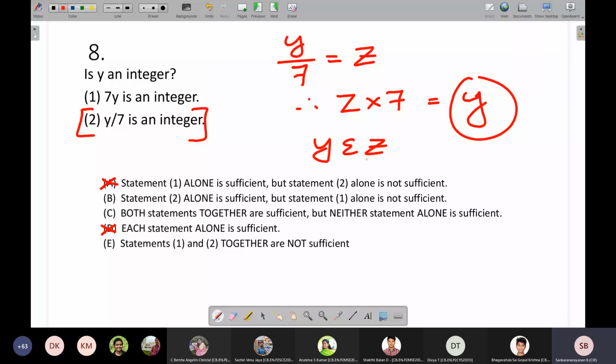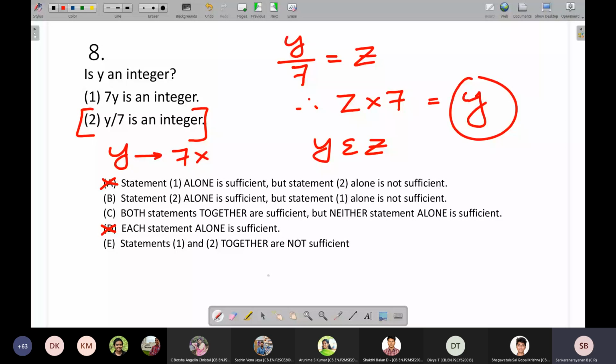You can see that if y by 7 is an integer, then understand y has to be a multiple of 7. Any multiple of 7 that you take will satisfy the condition of y by 7 becoming an integer. Okay, 14, 21, 28, or minus 14, minus 21, minus 28. Anything you take which is a multiple of 7, either a positive or a negative integer, y by 7 will always be an integer, which implies y is an integer.